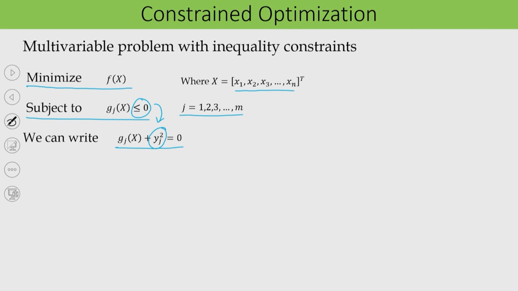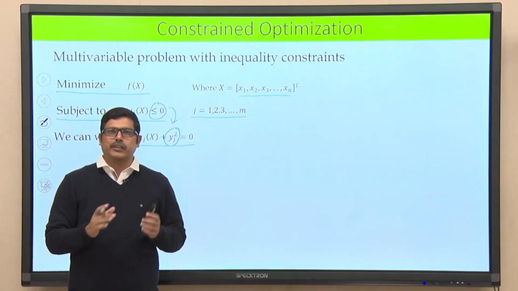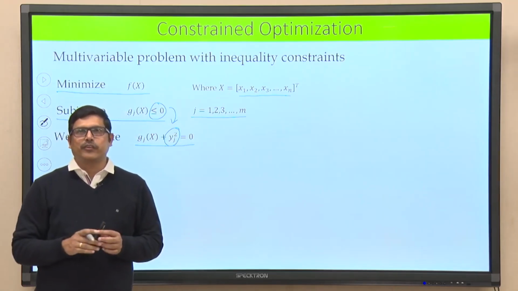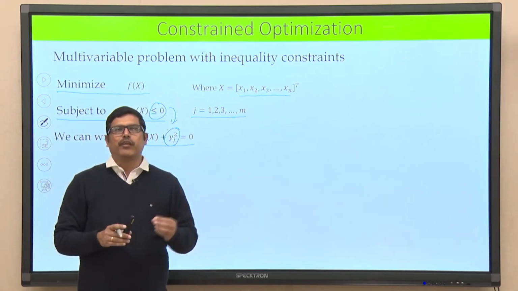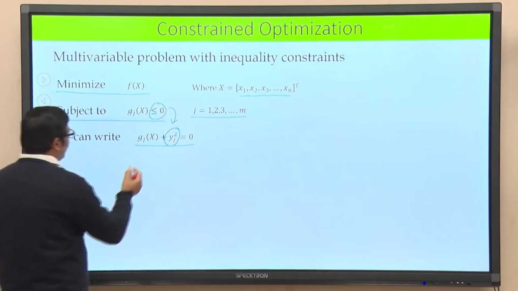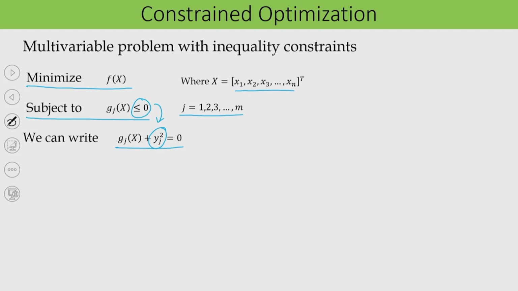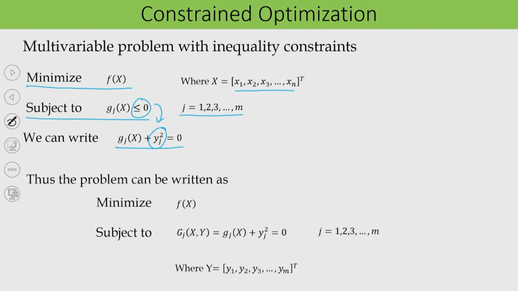So, in this particular problem, the concept is very simple. We are just converting the inequality constraint to an equality constraint by putting in the variable y. Okay. So, we are getting that, and now I can write the problem like this.